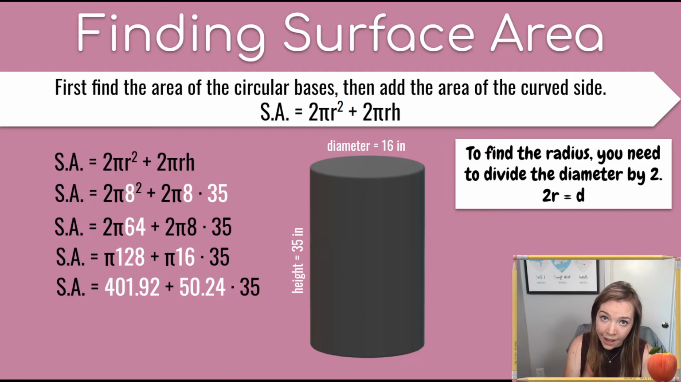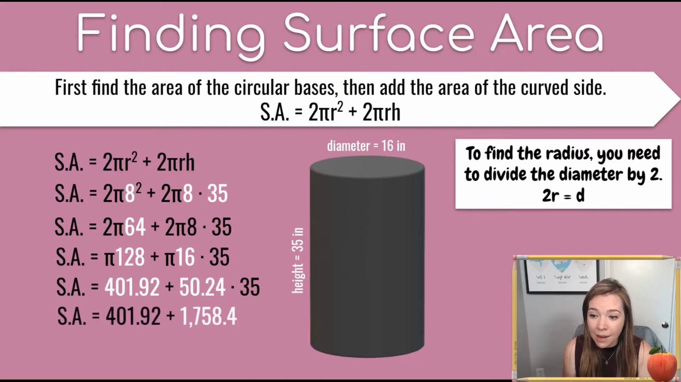Not ready to add yet. We have to finish out multiplying. So we're going to multiply that height, which was 35, and we end up with 1,758 and 4/10. And now we can add those together.